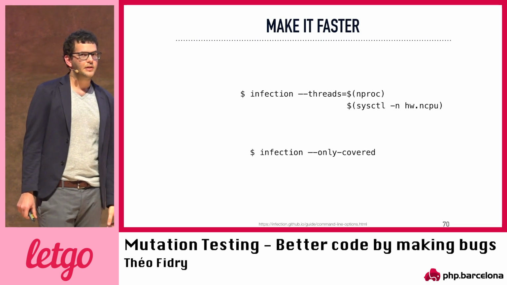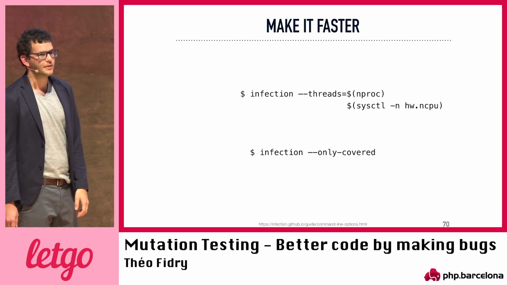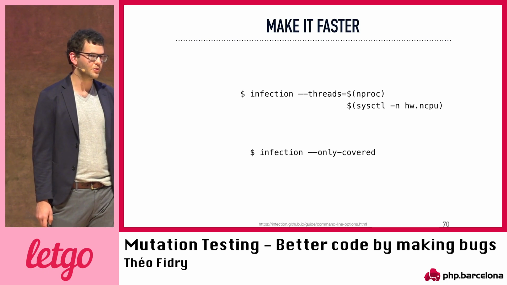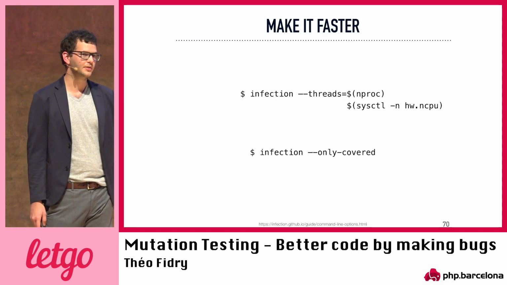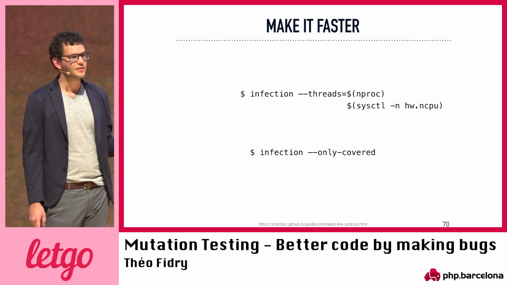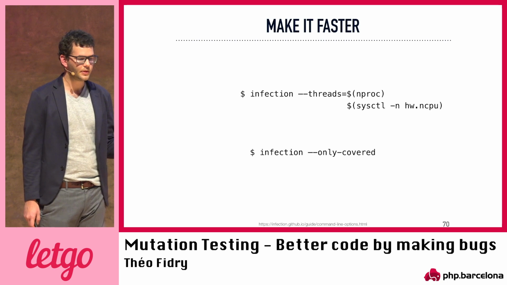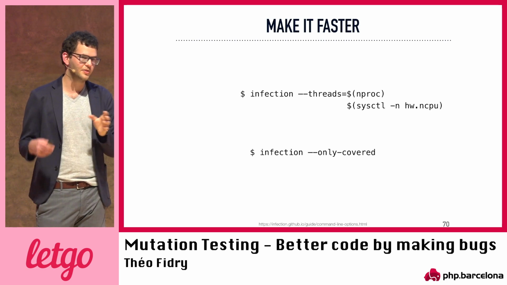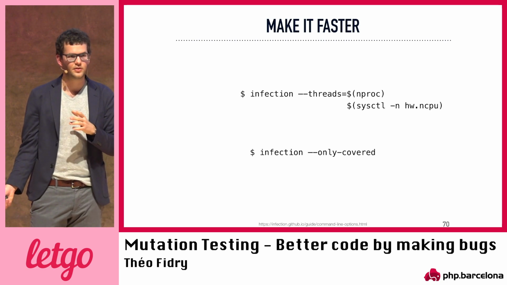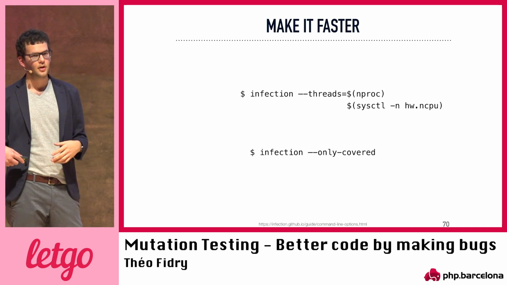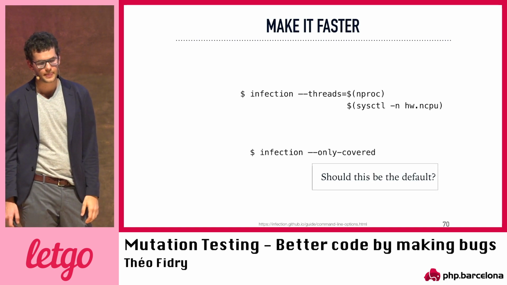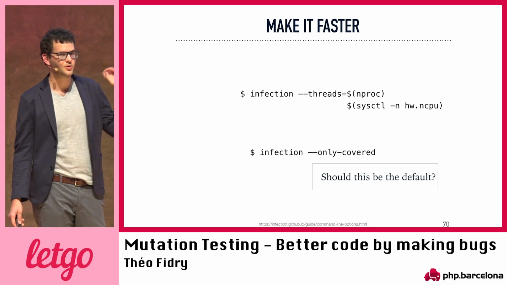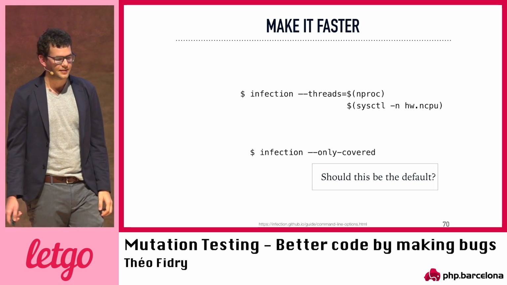And another option is only-covered. For historical reasons, Infection tries to mutate all the source files you give to it, including the ones for which there is no test. So this option will make sure that it looks at the tests first, and if no test has been found for a given file, it's not going to attempt to mutate it. So it's going to reduce the number of mutants generated. I personally believe this should be the default, so if you believe so as well, you can check the repository and open an issue about it. You can change things.